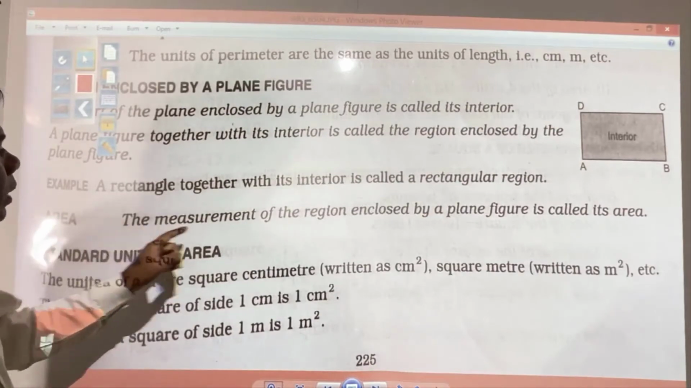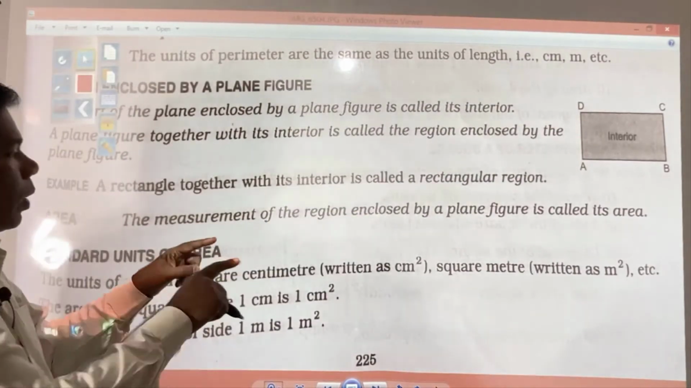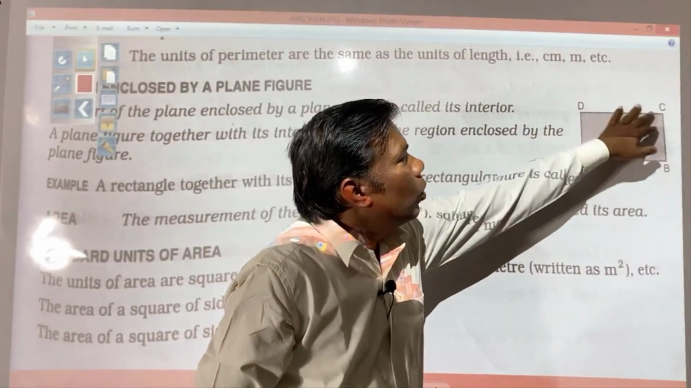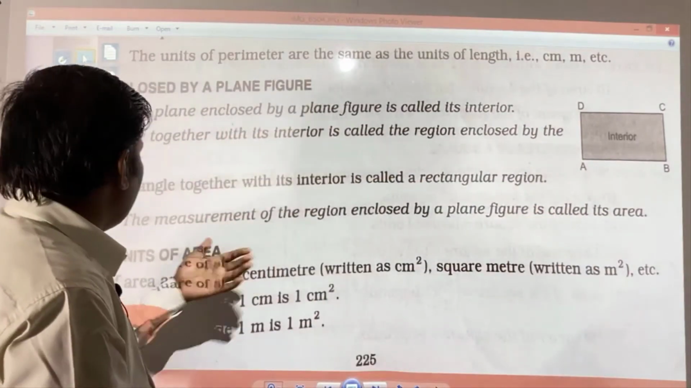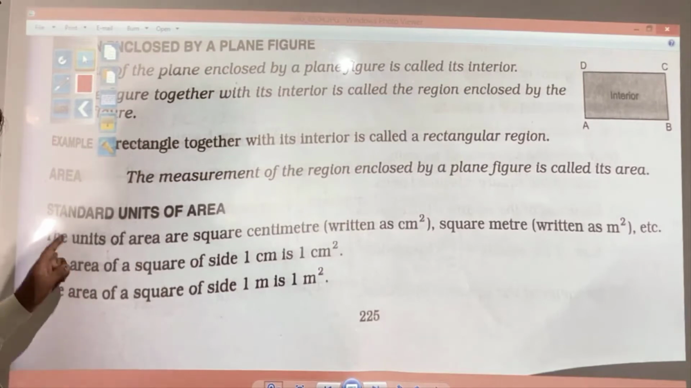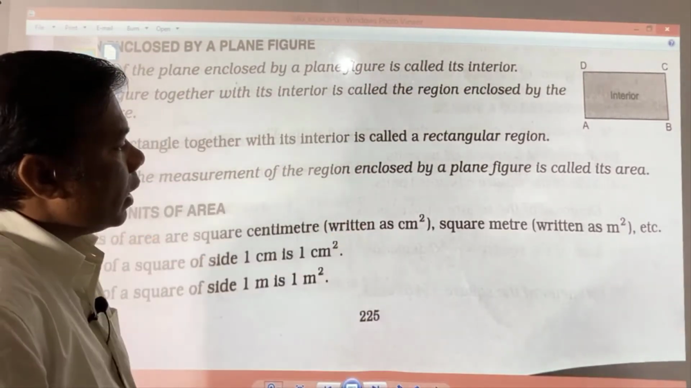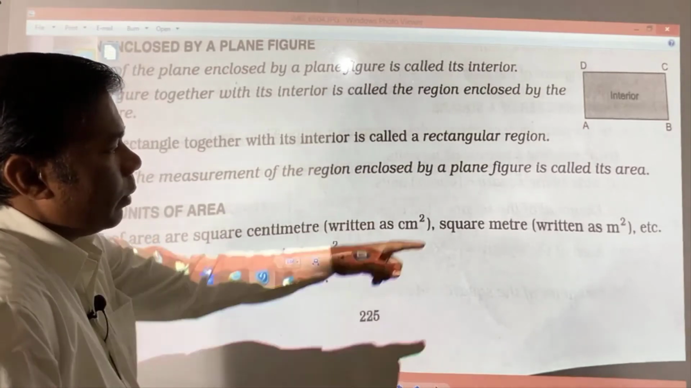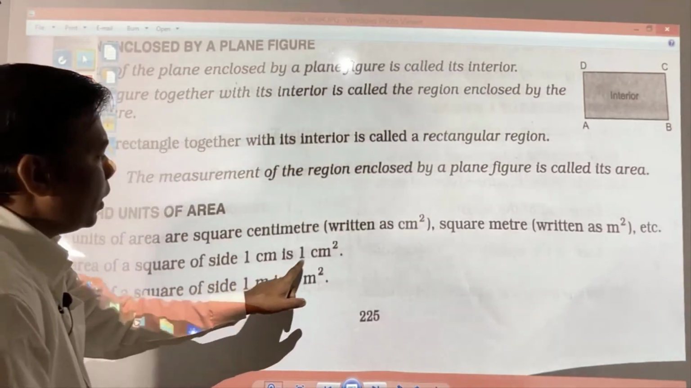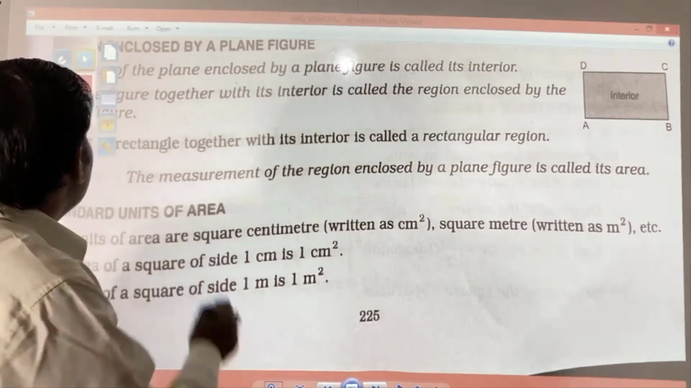Area is what? The measurement of the region enclosed by a plane figure is called its area. If you want to measure what area it is taking, then this whole area will be called the area of that figure. Then you have standard units of area. The units of area are square centimeter, written as cm squared, or square meter, written as m squared, etc. The area of a square of side 1 centimeter is 1 centimeter square. The area of a square of side 1 meter is 1 meter square.